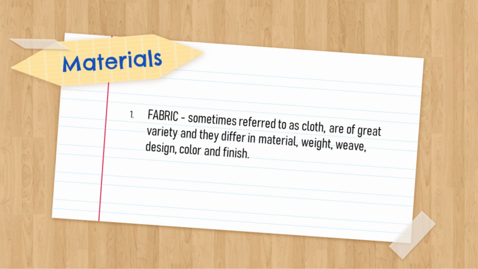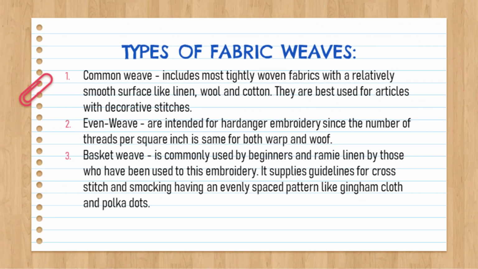Materials. Number 1. Fabric, sometimes referred to as cloth, comes in a great variety and they differ in material, weight, weave, design, color, and finish. Types of fabric weaves. 1. Common weave includes most tightly woven fabrics with a relatively smooth surface like linen, wool, and cotton. They are best used for articles with decorative stitches.